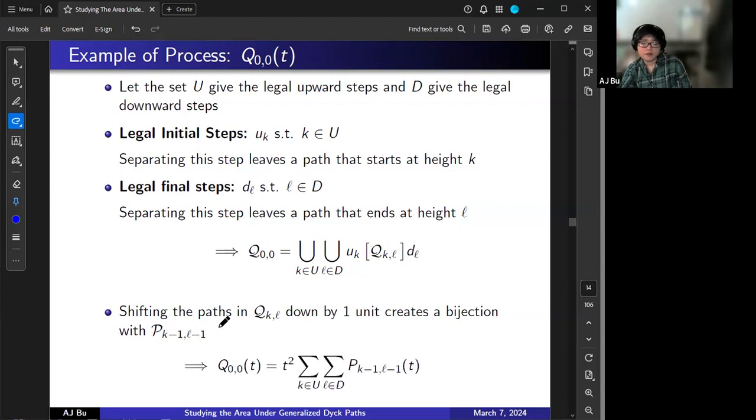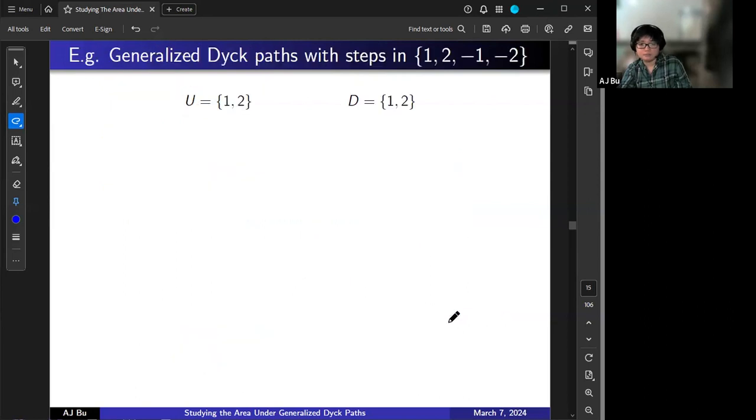Okay. And so putting that all together, what we're going to get is that Q sub 0, 0 of T is equal to T squared. So that's from these two steps, times the sum over all K and U and L and D of the weight enumerator of this set, because that's going to be equal to the weight enumerator of Q sub K L. So it's going to be P sub K minus 1, L minus 1 of T. So that's going to be an example of how we get our Q sub 0, 0s.